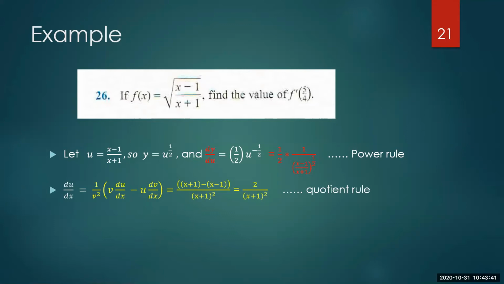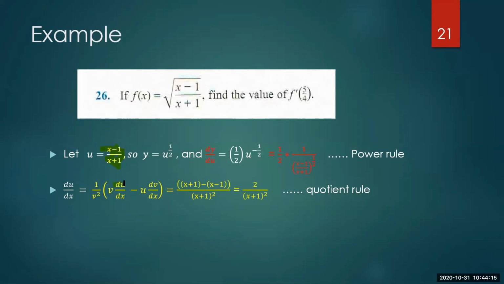And for du/dx, we use the quotient rule. And so we're saying, if you remember from the quotient rule, x plus 1 is equal to v, because that's under the line, and x minus 1 is equal to u, which is over the line. Now, just a little note here, we've already said that u is equal to (x minus 1) over (x plus 1), and that's correct.